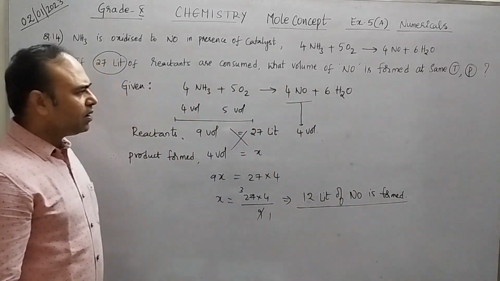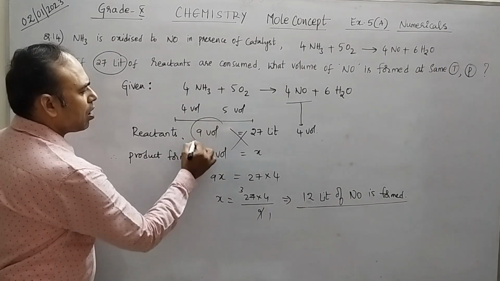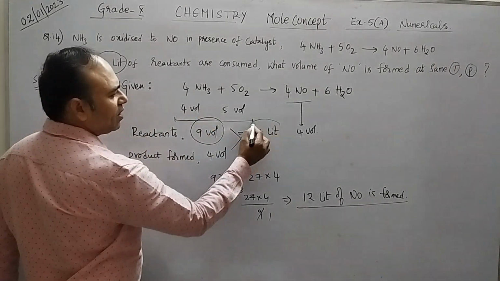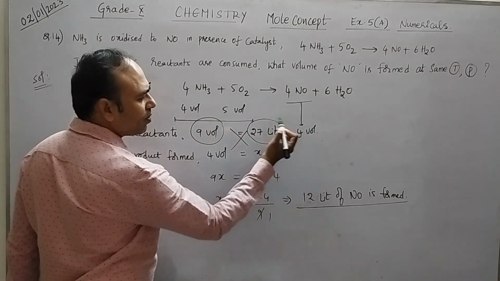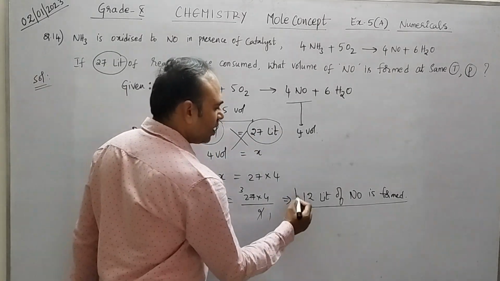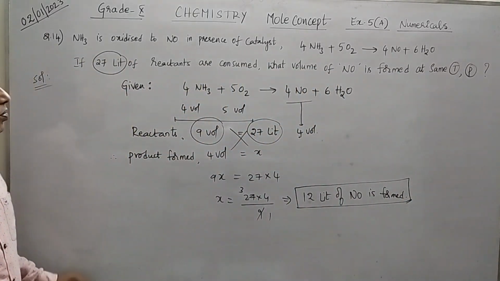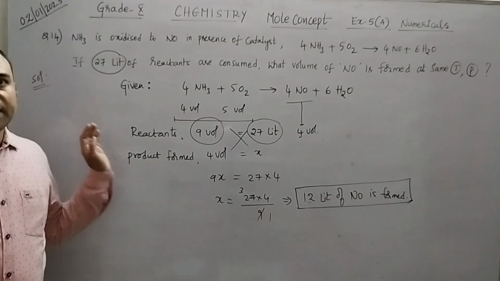Very simple question. According to the balanced equation, we have 9 volumes in total. That 9 volumes is nothing but 27 liters. So how much product is formed? 4. We take it as X, and on calculation you will get 12 liters of product, that is nitrogen monoxide, formed. So let us move to question number 15.